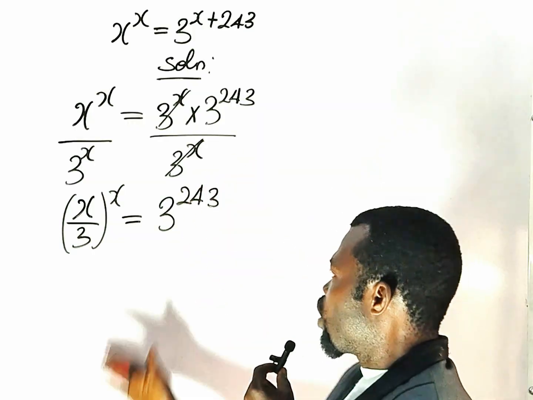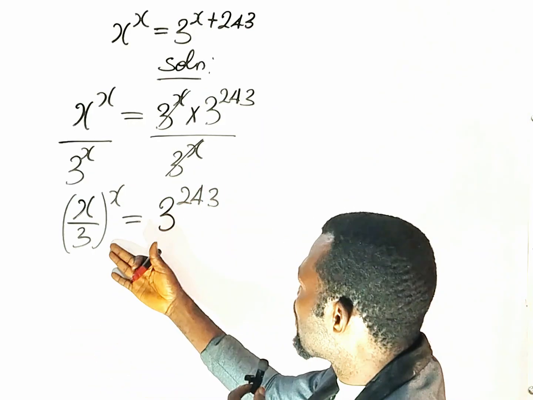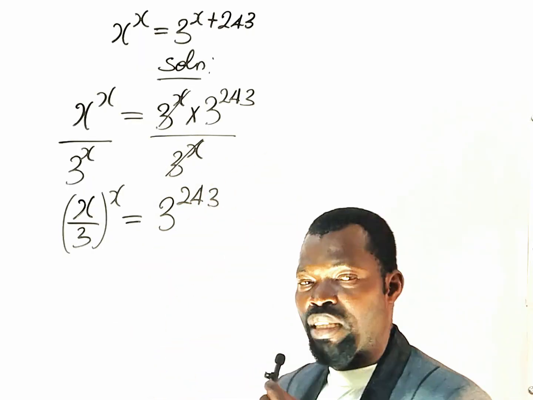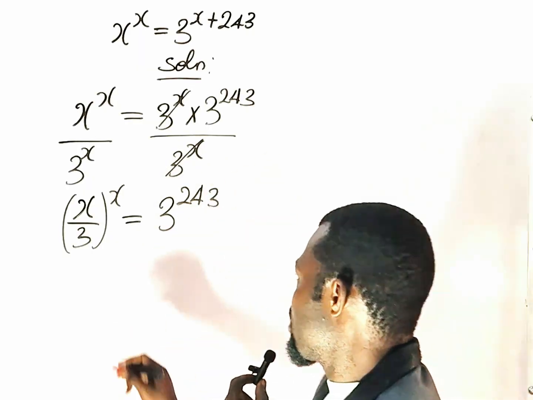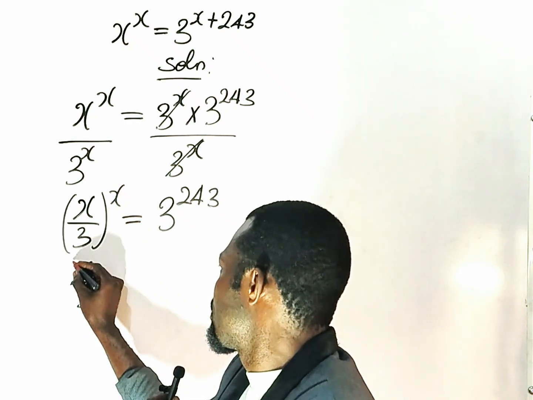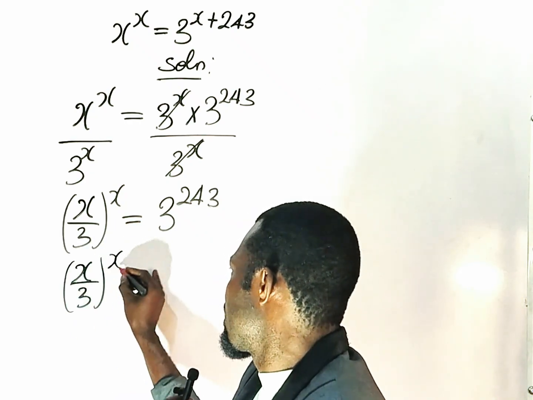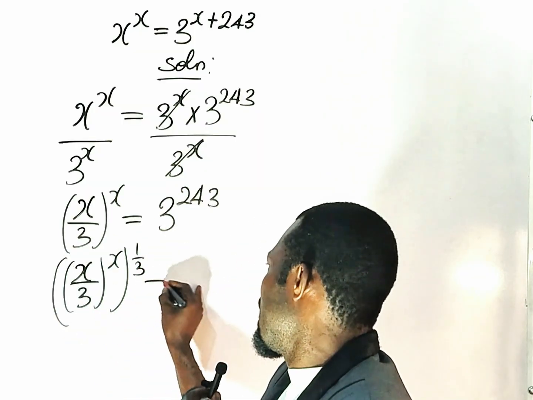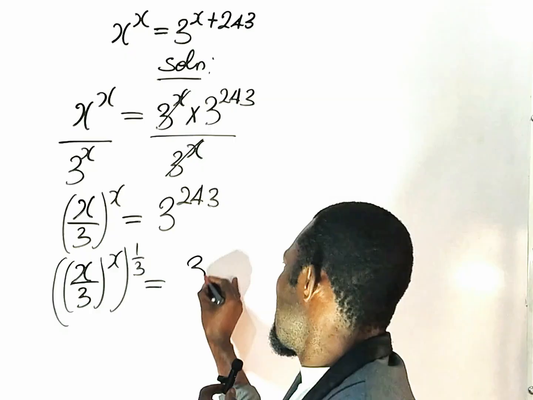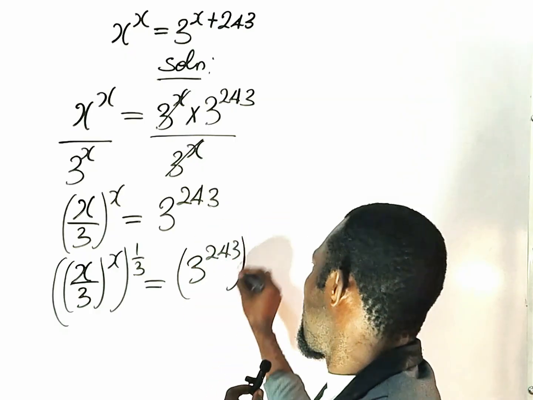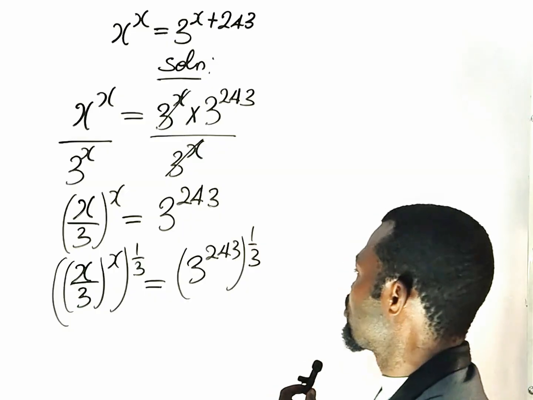Now, on the left-hand side, we make the base equal to the exponent by simply raising both sides to the power of 1 over 3. (x/3)^x, then raised to the power of 1/3, is equal to 3^243, then raised to the power of 1/3.